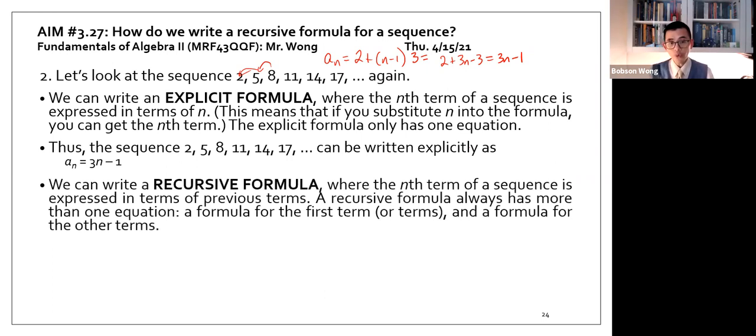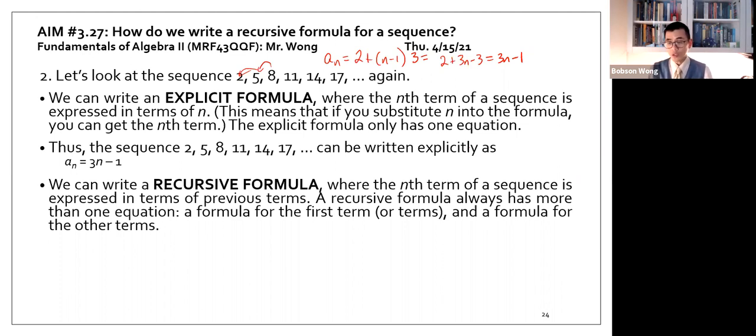Now, in a recursive formula, you express the nth term of a sequence in terms of the previous numbers, which means that in order for you to say what the nth term is, you have to say how it relates to previous numbers. And so recursive formulas always have more than one equation, because there's no way for you to express recursively this idea of starting from this number, do something else. There's no way that you can put it in one equation. In fact, in this case, we have to have 2 equations.